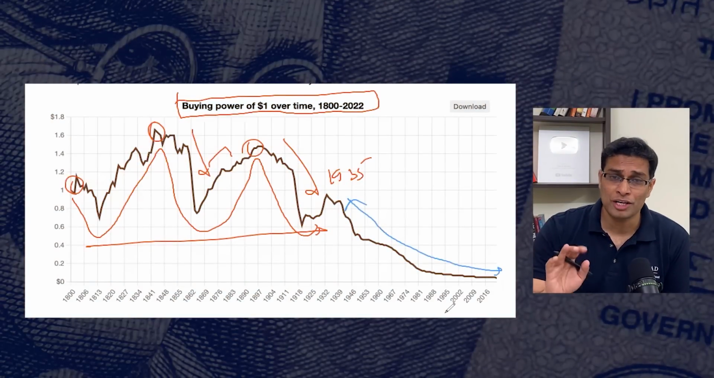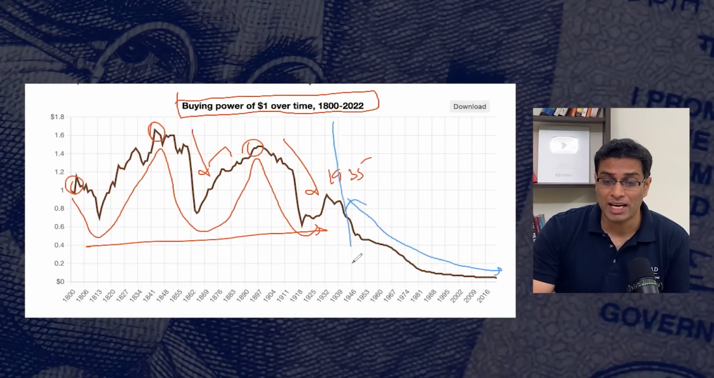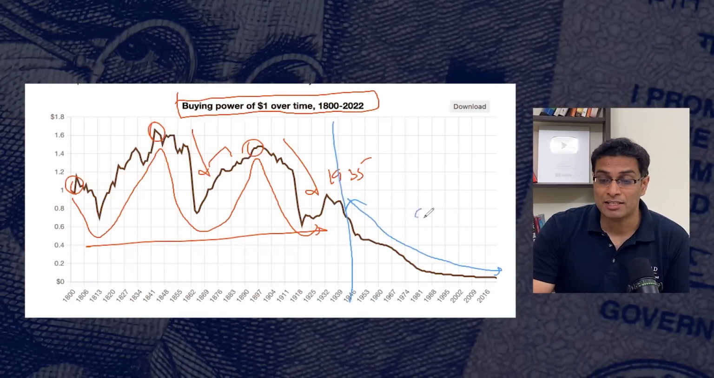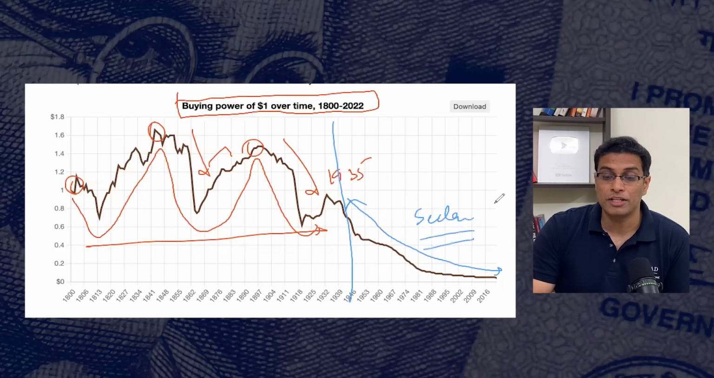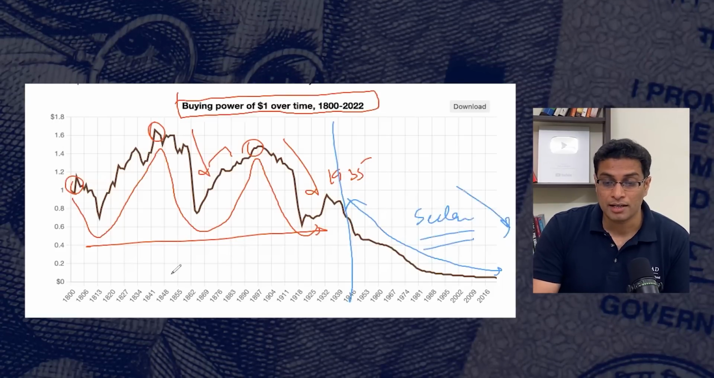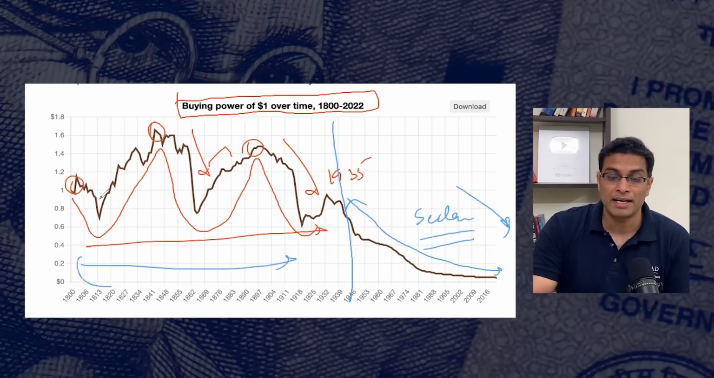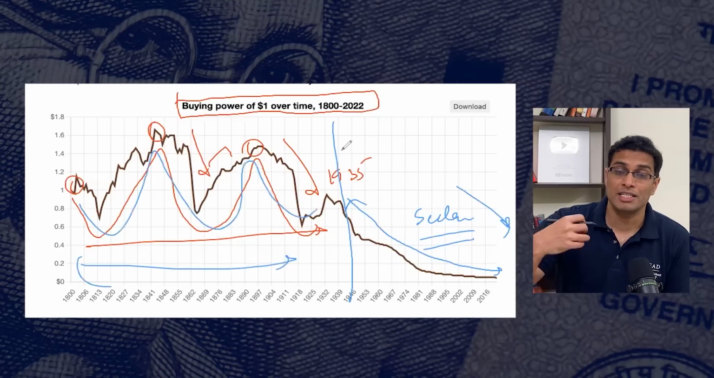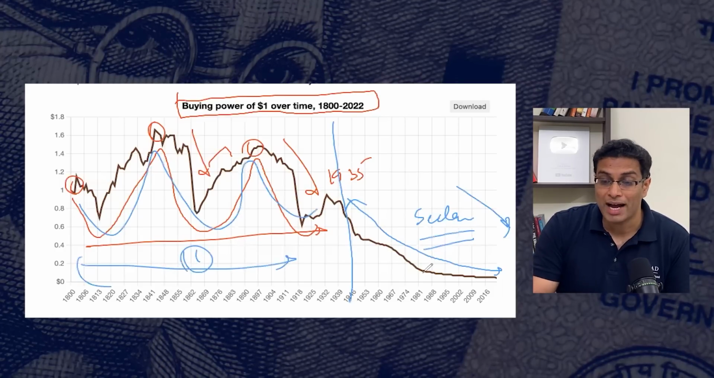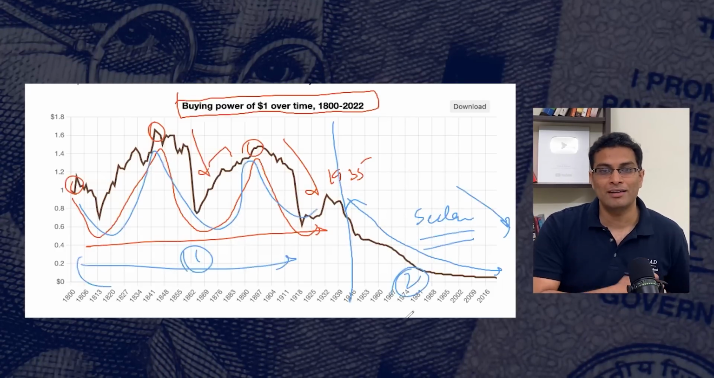For all curious souls out there, I will also give out the answer as to why there has been a secular decline of the purchasing power of the US dollar here, and why there used to be up and down swings of the purchasing power of the dollar here. So why this difference between phase 1 and phase 2?